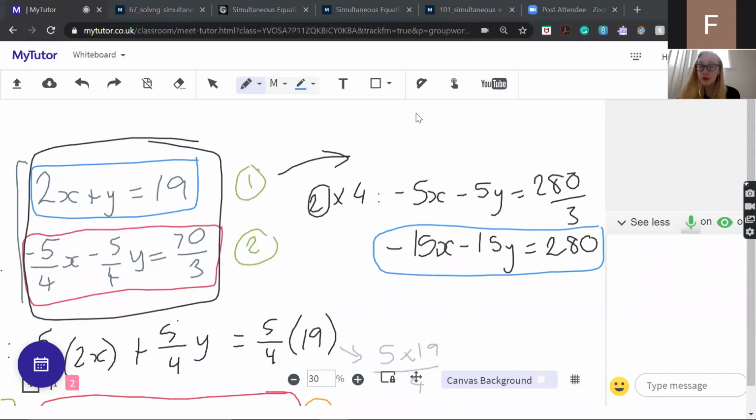I'm going to move on to some word equations now. If you're still confused, whack a message in the Q&A or in the chat, and I'll come back at the end.